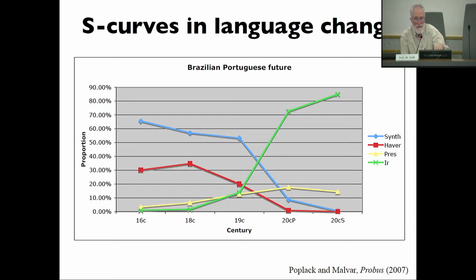I mention that because we'll see that a little later. Okay, it also happens in this particular case with Brazilian Portuguese that there were a couple of other variants that were popular for a while but then dropped out. It's an interesting phenomenon which we won't talk about now, but it's certainly worth thinking about later. And then the synthetic future is that blue diamond on the left, which basically drops in an inverse S-curve, the inverse of the incoming variant that took over.